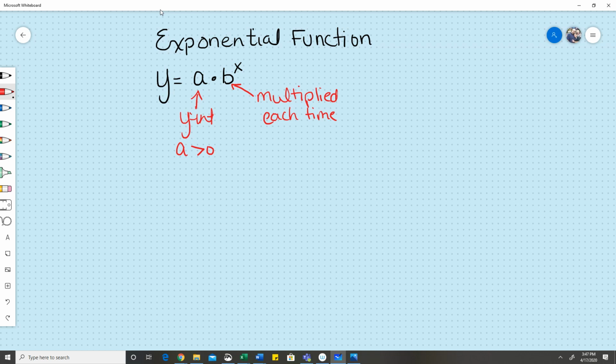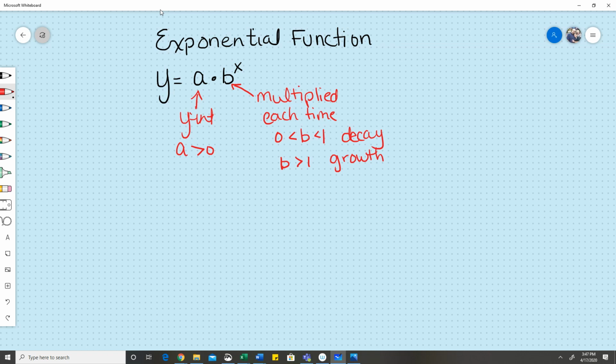There are a couple of rules for b. The first rule is that if it is between 0 and 1, then it is a decay. It's an exponential decay function, meaning it's getting smaller. And if it is greater than 1, then it is an exponential growth, meaning it's getting bigger. Now the thing about exponential functions, these get to really big numbers really, really fast, or really small numbers really, really fast.